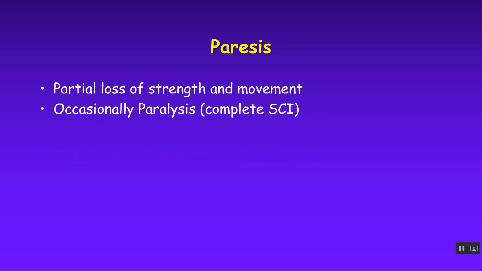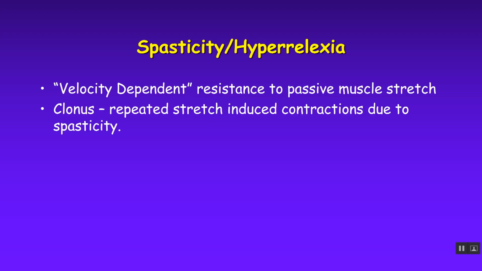Paresis, partial loss of movement. Occasional paralysis with complete spinal cord lesions. If it's a complete spinal cord lesion, you can truly have paralysis, or sometimes a certain post-polio or polio syndrome can have complete paralysis of an individual limb. Most people with incomplete spinal cord injury, stroke, MS, brain injury have some movement in their limbs. It may not be that purposeful, but then they have paresis, not true paralysis.